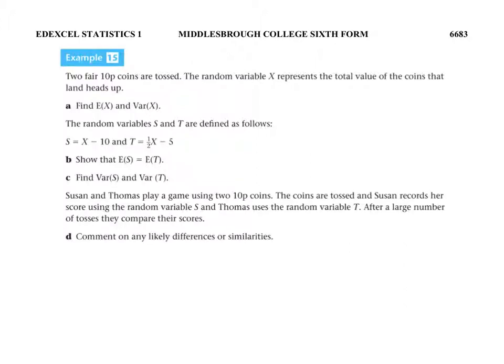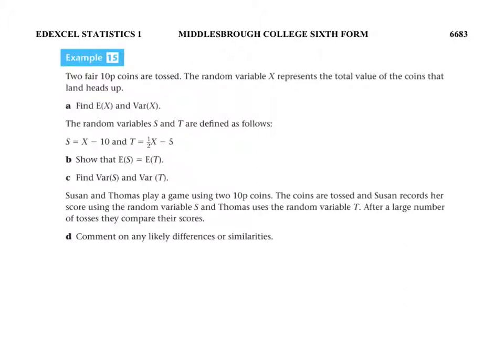Okay, so the total value, if they're flipped twice, then we could have heads up. So 2 heads up would have a value of 0. We could have 1 head up and a tail, which gives us 10 showing, so that'd be 1 value, and 20 pence would be when you've got 2 tens, 2 heads landing up.